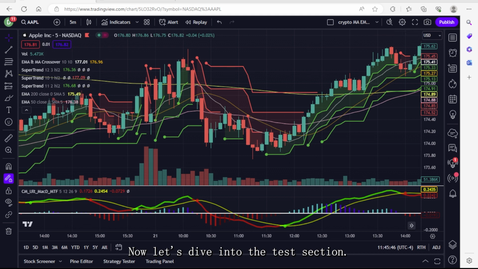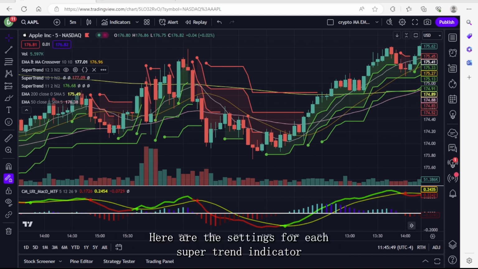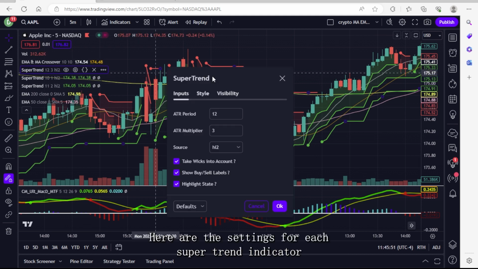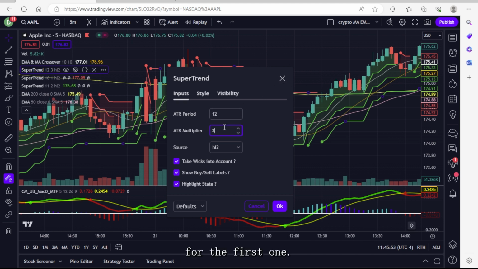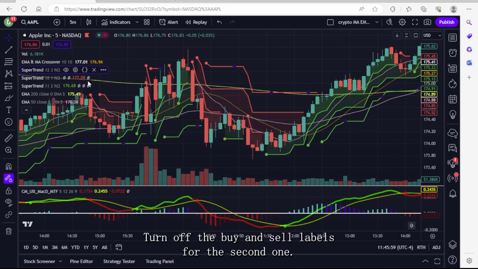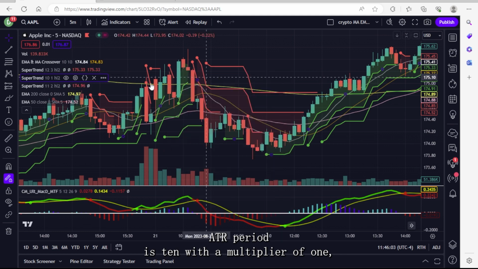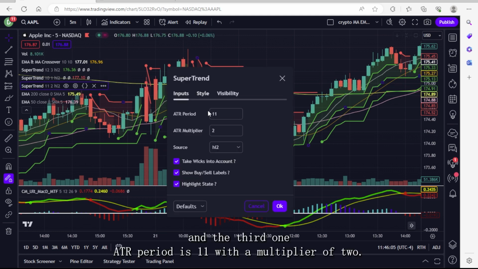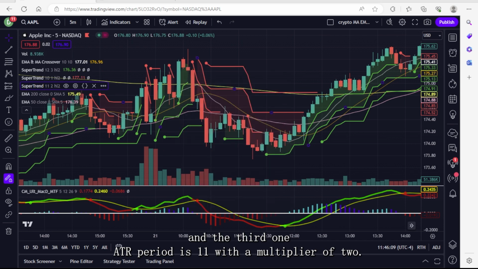Now let's dive into the test section. Here are the settings for each SuperTrend indicator. For the first one, ATR period is 12 with a multiplier of 3. Turn off the buy and sell labels. For the second one, ATR period is 10 with a multiplier of 1. And the third one, ATR period is 11 with a multiplier of 2.